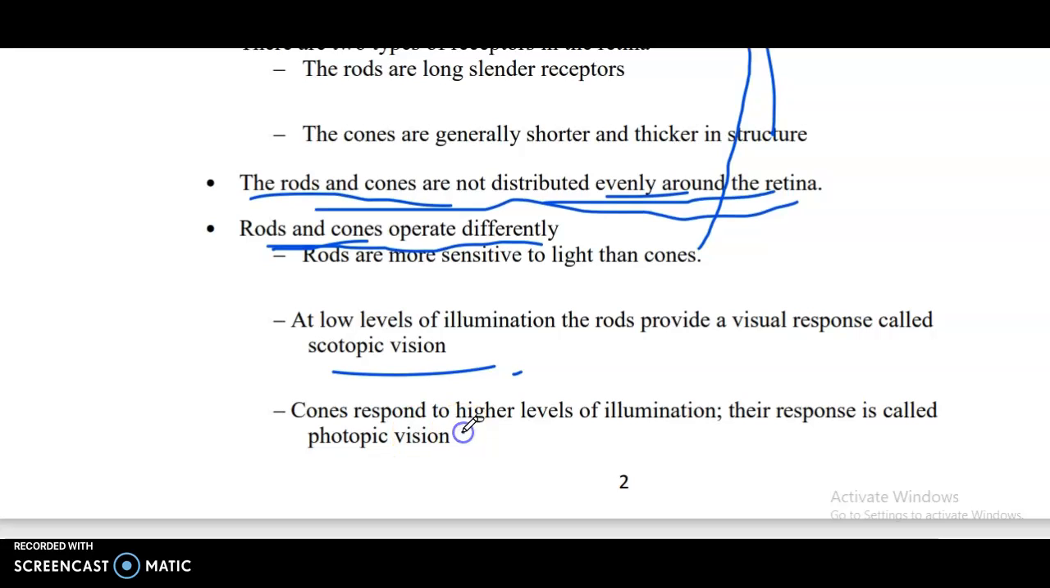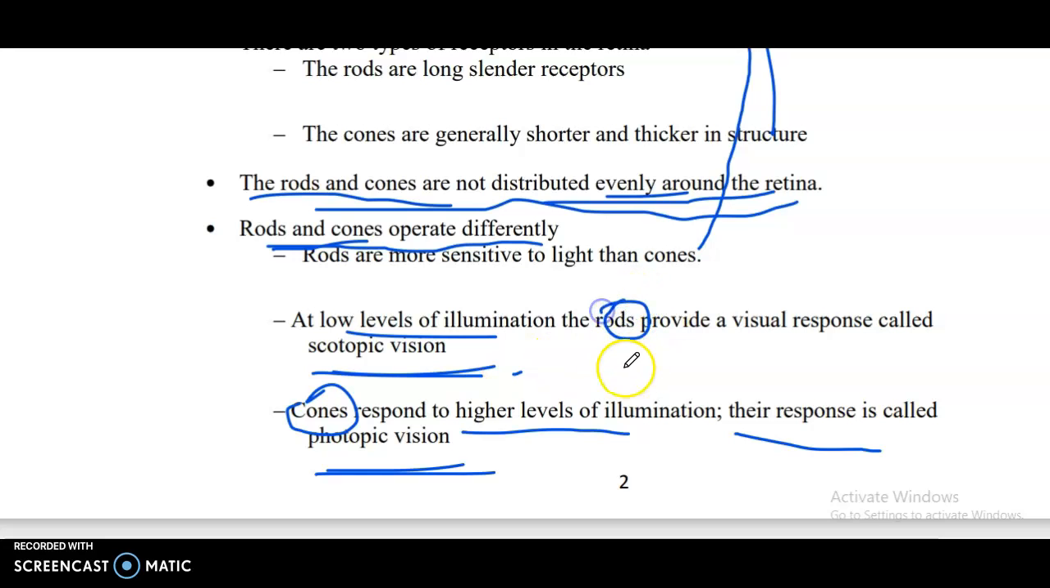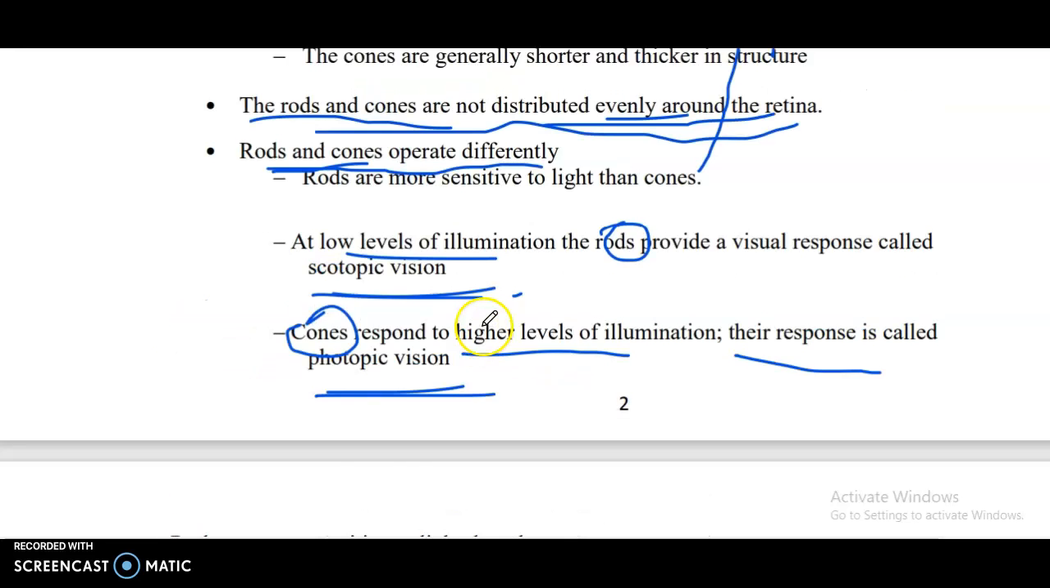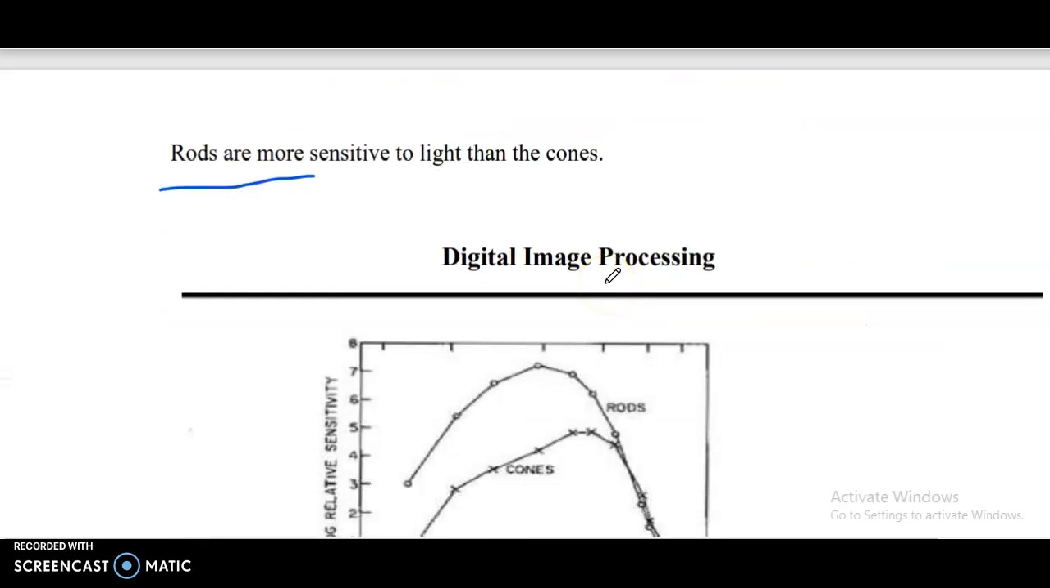Cones respond at a higher level of illumination. The response is called photopic vision. Scotopic vision is at the low level of illumination, and photopic vision at the high level, with cones. Rods are more sensitive to light than cones, because they work at low levels of illumination.